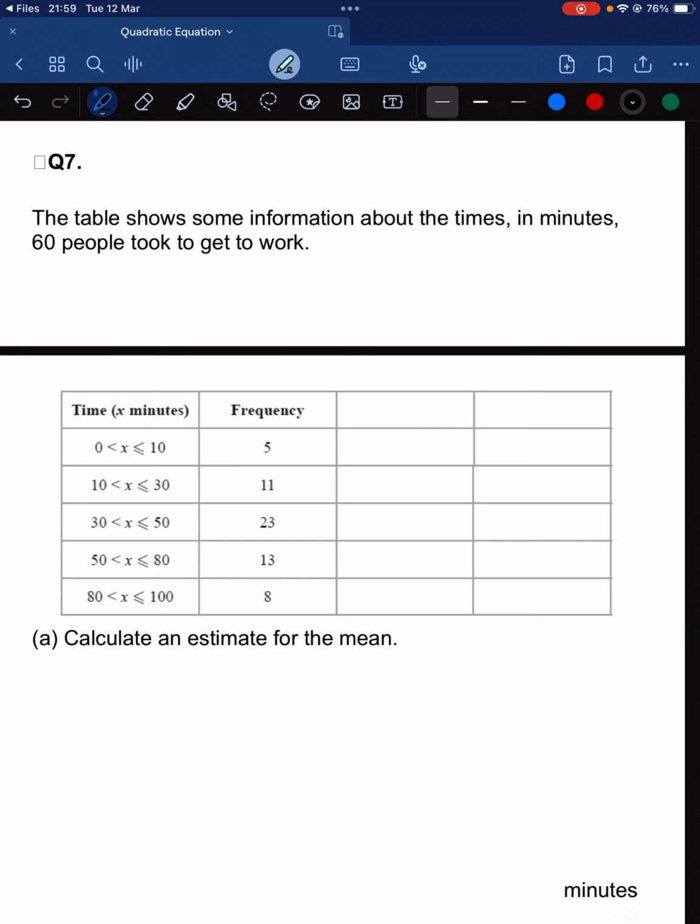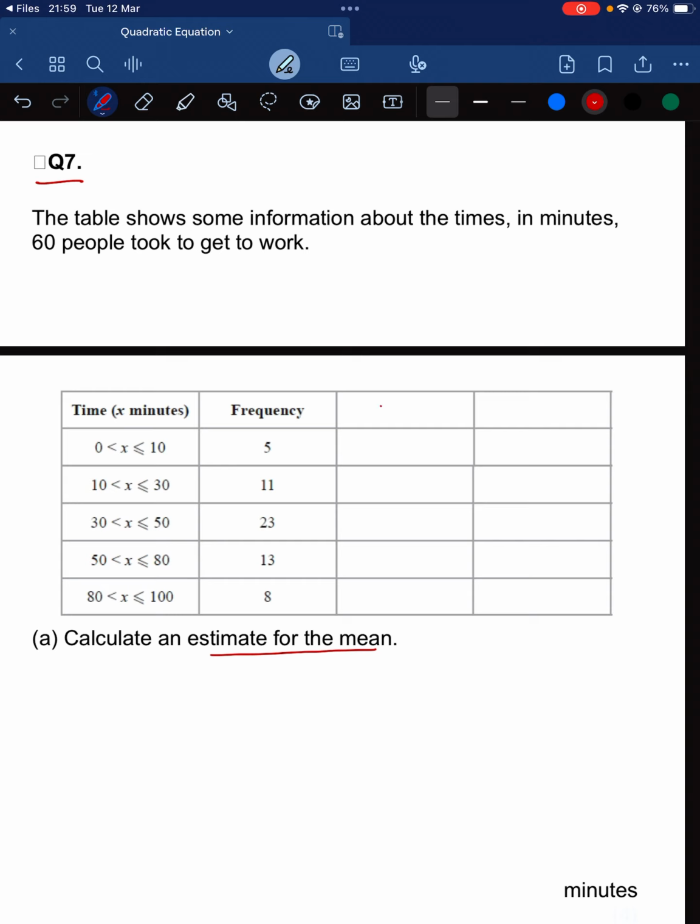So this is the question which we are going to solve in this video. The table shows some information about the times in minutes that 60 people took to get to work, and we already did this question in the last part. Calculate the mean of this. So how do we find the mean?